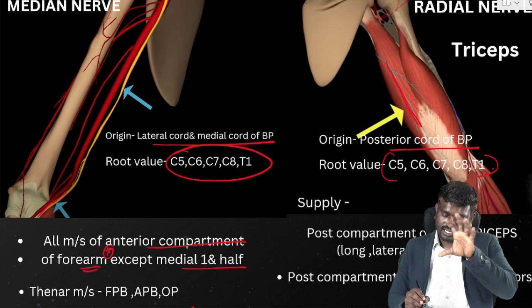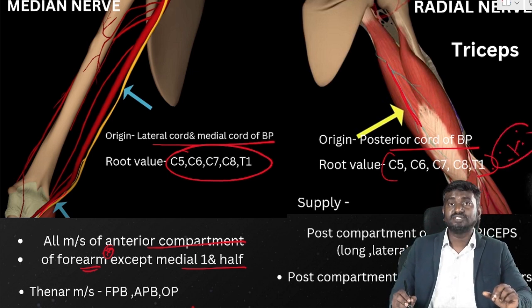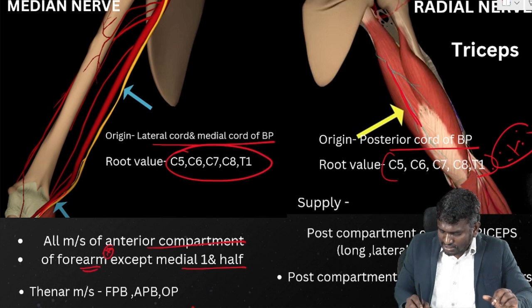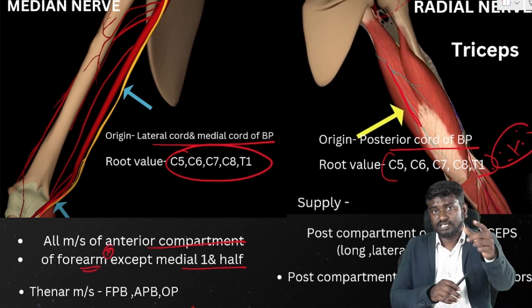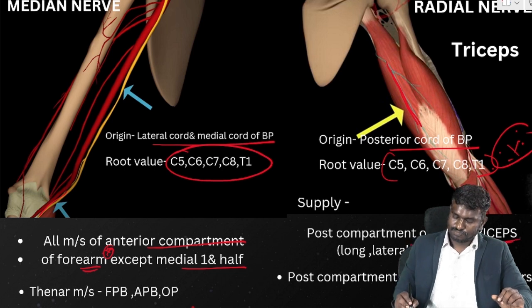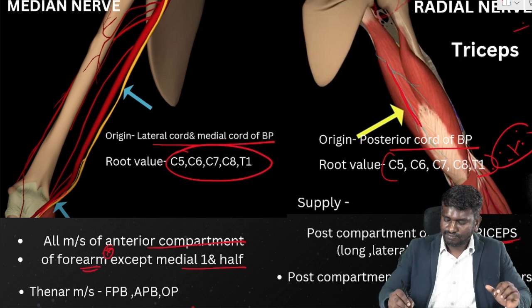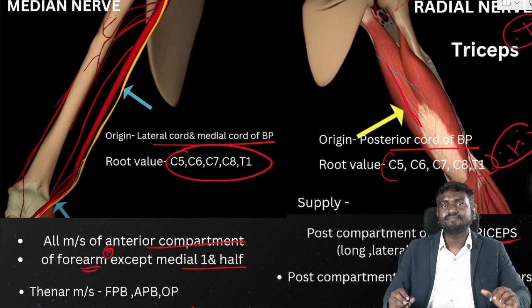So median nerve and radial nerve, that's the reason why I put them together. Root value is going to be from C5 to T1. It supplies the posterior compartment of the arm, especially triceps. Yes, please remember the median and the radial nerve. Two nerves are very important.